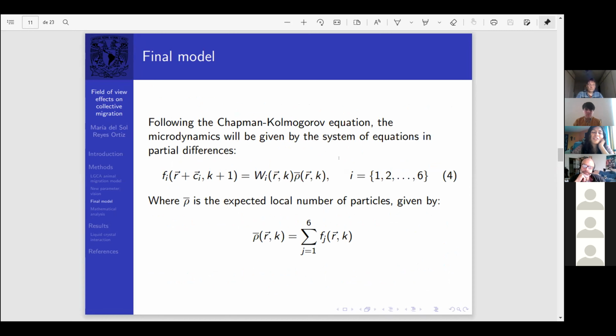In this equation, you can see that the probability of finding a particle after the interaction in a CI velocity channel will be given by the product of the probability of finding it in any other channel before interaction, multiplied by the transition probability of it changing to the CI velocity channel. Here we also define the expected local number of particles given by rho. So here is our equation.